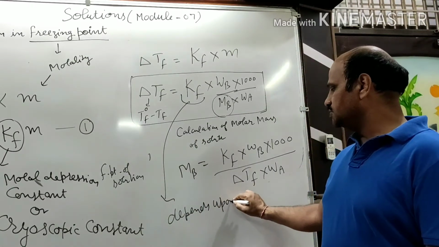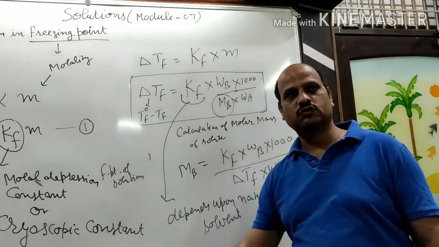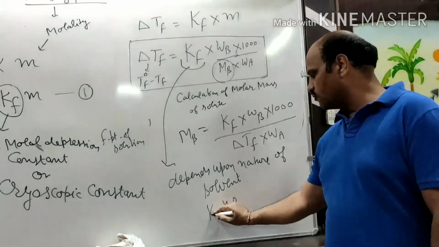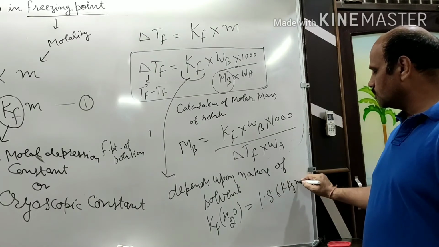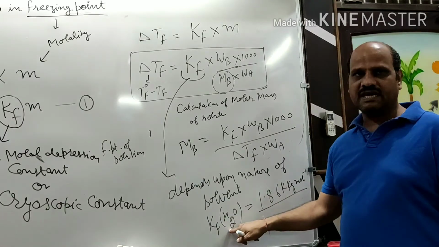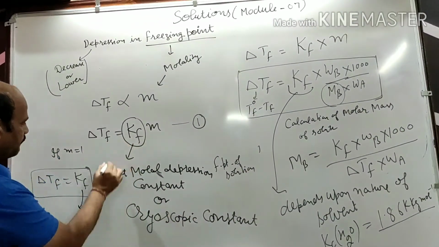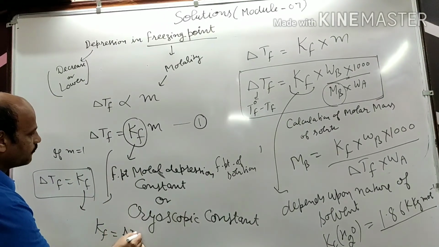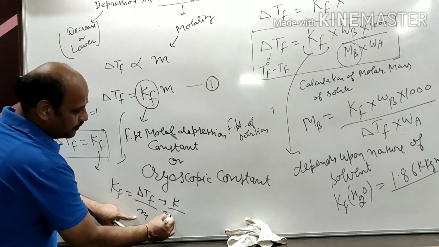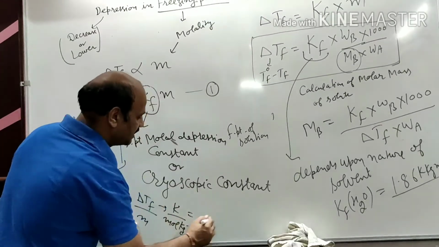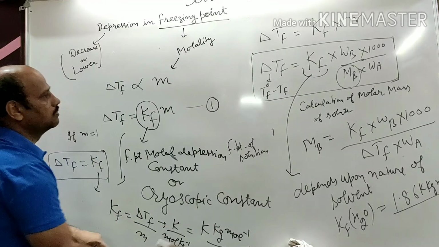It depends upon the nature of solvent. And for water, that is the universal solvent, the Kf value will be 1.86 Kelvin kg per mole. The unit of this Kf is the same as in case of Kb, where I have explained there. Also, you can take Kf can be written as delta Tf upon m. The unit of this is Kelvin, and the unit of this molality is mole per kg. That can be written as Kelvin kg per mole. So this is all about this depression in freezing point.